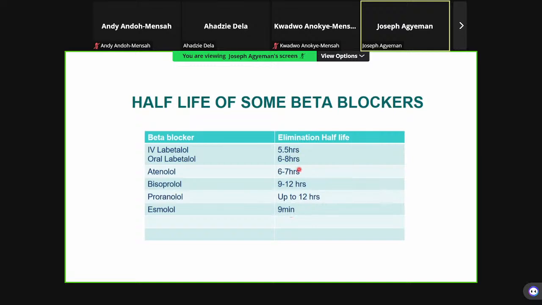Those with longer half-lives, if you find yourself in trouble, then you are in real trouble because they are going to work and work for longer periods, and you may have to stay with the patient, manipulate and prevent losing the patient. Any question?